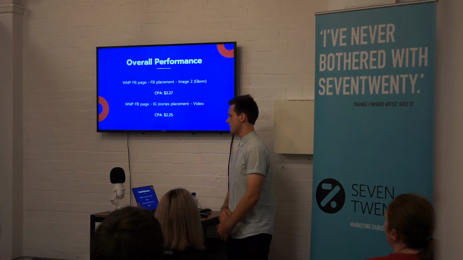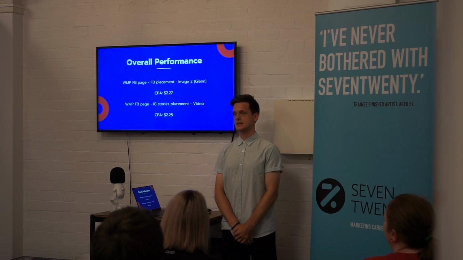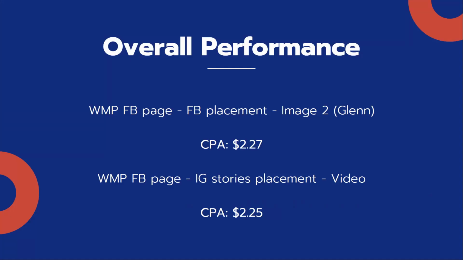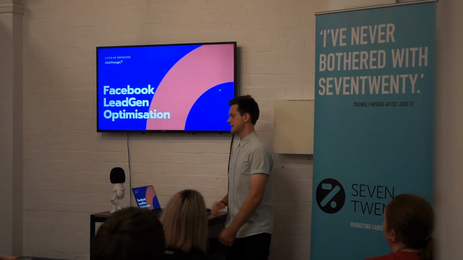So after those 2 experiments and optimizing our ad sets over time and really looking into the data, we were able to see that these 2 variations were the top performers out of everything that we had. So our new CPA for a Facebook placement was 227. And then for the Instagram story video, it was 225. So we were able to lower that by about 80 cents in total.